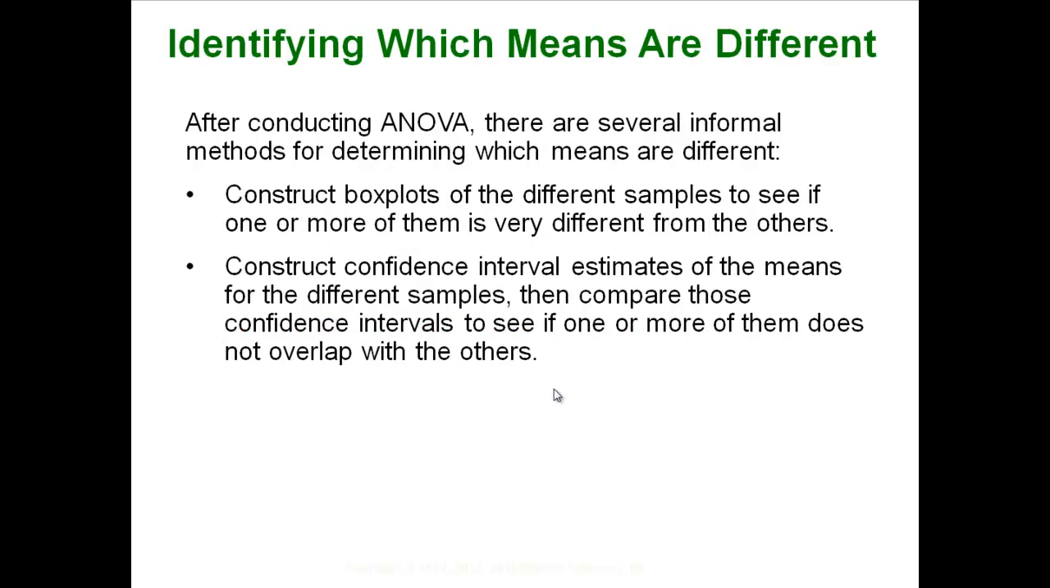After you've done that and you want to try and identify which means are different, you can construct box plots of the three samples and see how they relate. The best thing to do is if you can construct all of the box plots in one graph so you can see how they overlap or not. You can also construct confidence intervals around their means and again look for those that overlap and those that don't, because if there's one that doesn't overlap with any of the others, then that's the one that's different.